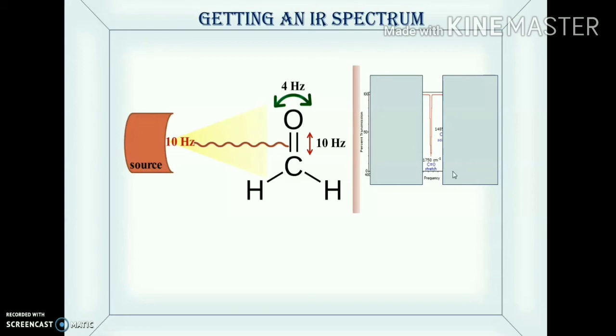So this is how basically an IR spectrometer functions, and this is how the molecule is detected using IR radiation clubbed with the spectrometer, and the result that we obtain is in the form of this particular spectrum. This is called a spectrum. So this is how we get an IR spectrum from the instrument for our substance.